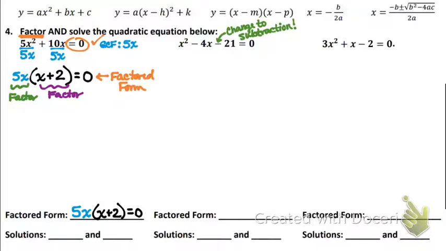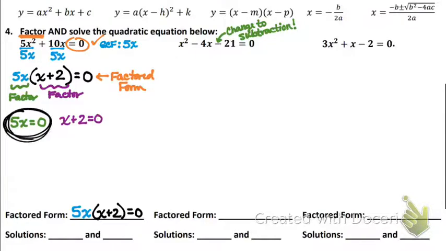What do I do with each of those things that I identified as factors? What do we do with our factors? Make them equal to 0. 5x equals 0. X plus 2 equals 0.